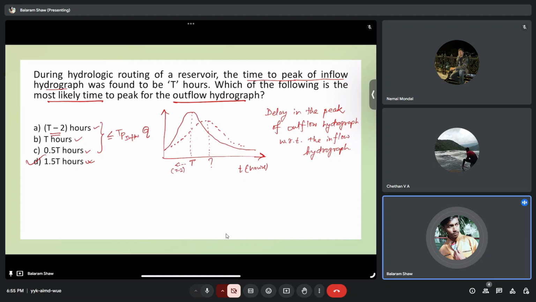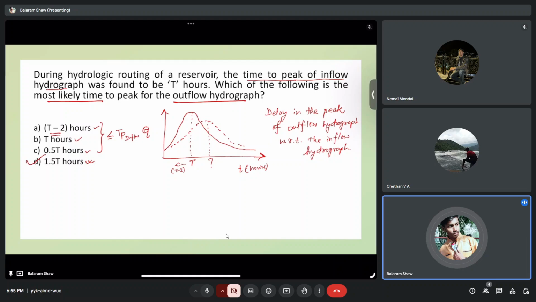Okay, so next we have the pulse method, or we call that the inflow storage discharge method. Okay, so this is one of the hydrologic reservoir routing methods. Other than the pulse method, we have the modified pulse method, which we call level pool routing also. Okay, so we'll see that.